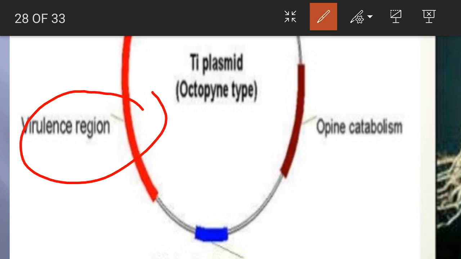Virulence region, which is present. This virulence region codes for the proteins involved in tDNA transfer. That is, whatever genes are present in this region, we call these genes what? Vir genes, genes present in the virulence region. In this region, whatever is present, we call them the vir genes. These will produce the proteins which will help in transferring the tDNA from the bacterium into plant cells.